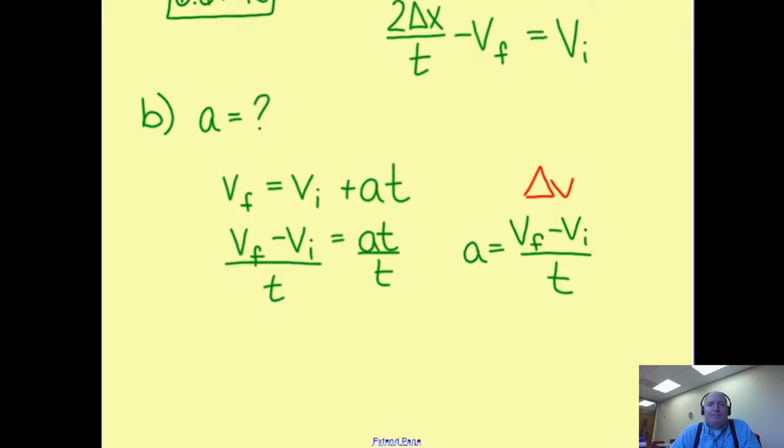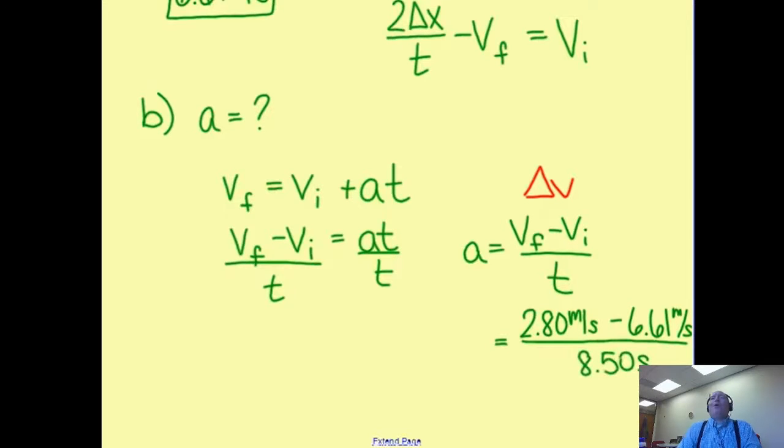Yeah, that's very cool. Now that I've isolated acceleration, I can plug some numbers in. 6.6 minus 2.8, just a little under 4. V final, we know already, that's 2.8 meters per second. The initial velocity we just calculated, 6.61 meters per second. It'd be about 1 meter per second squared. And we're given the time to be 8.5 seconds. Oh yeah, that's going to be negative.